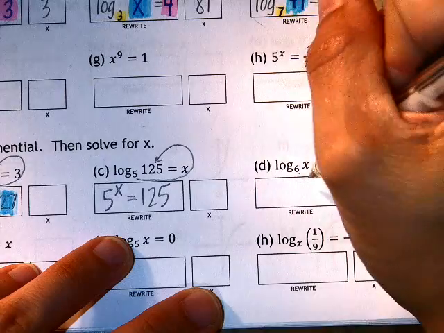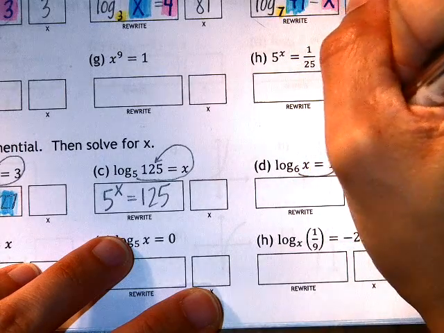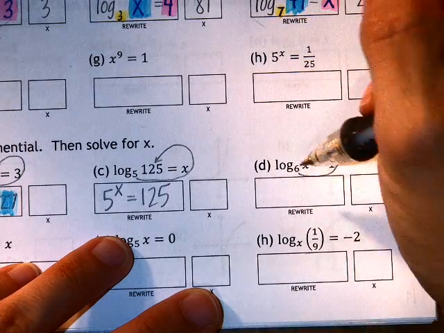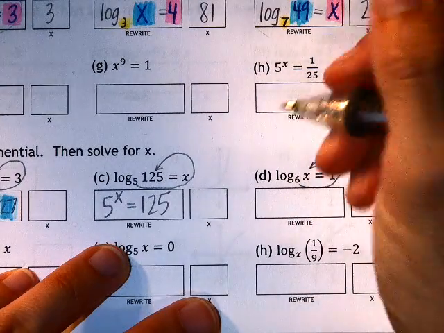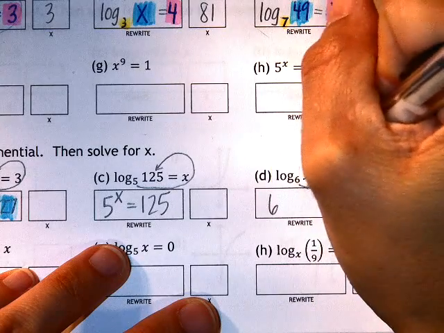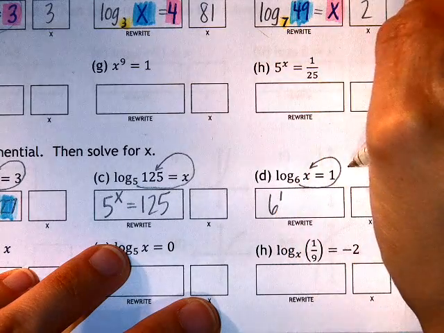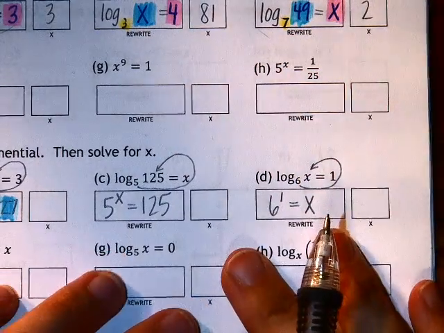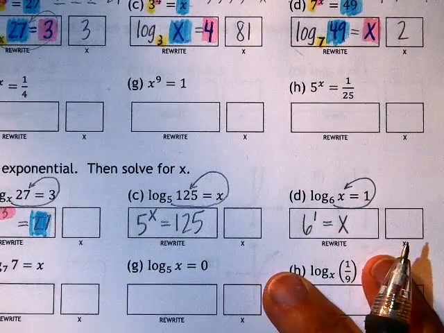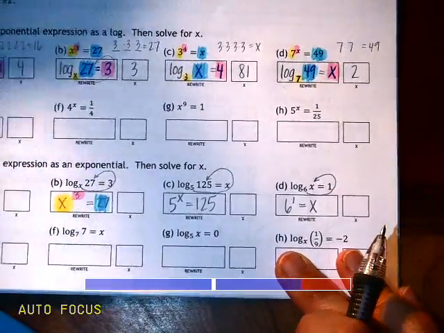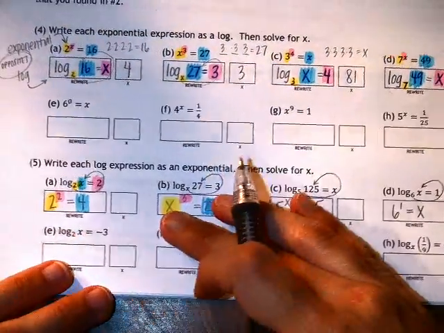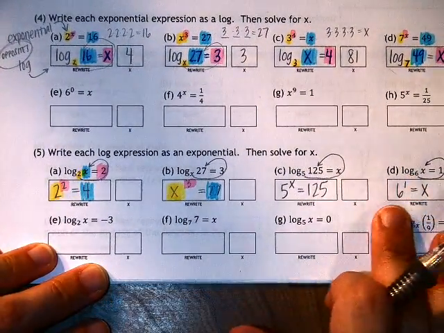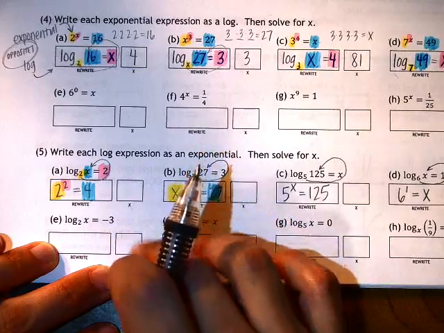So in the last one, letter D here, 6 to the power of 1 equals x. You get pretty used to it because the pattern's always the same and the numbers are always in the same spot. 6, the base, to the power of 1, the number after the equals, the number in the middle, x. Now, see if you can try questions E through H. Try to rewrite them with your exponential expression using either color coding, arrows, both, neither, whatever works for you. And then in the last video, we'll once again talk about solving for x.